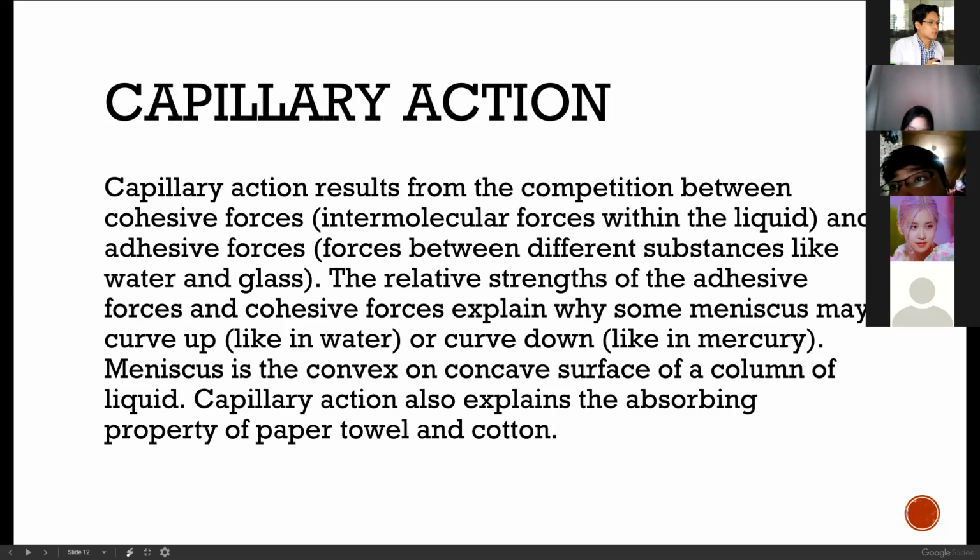And you can observe capillary action if you have an experiment with, for example, some plants. Like you put some food coloring on water and put the plant there, the tendency is the coloring will be absorbed by the plant. How? This is because of the capillary action, the cohesive and the adhesive forces.